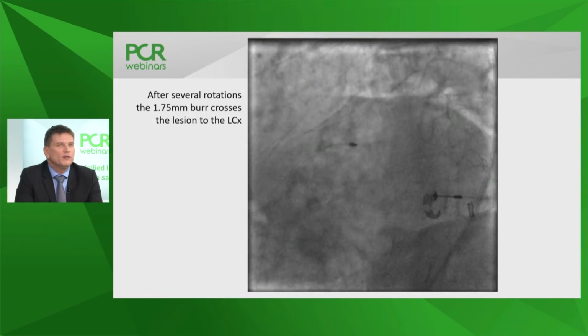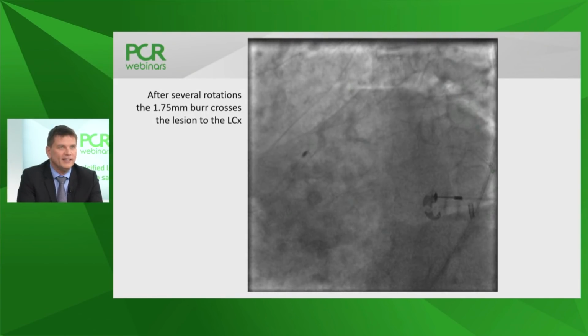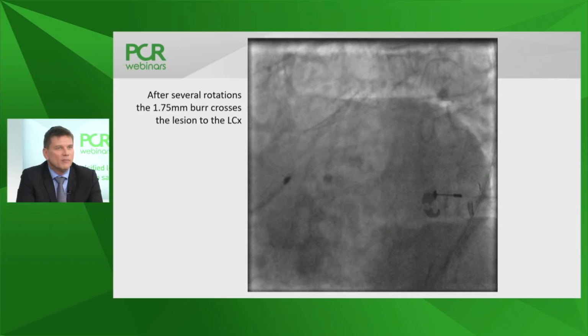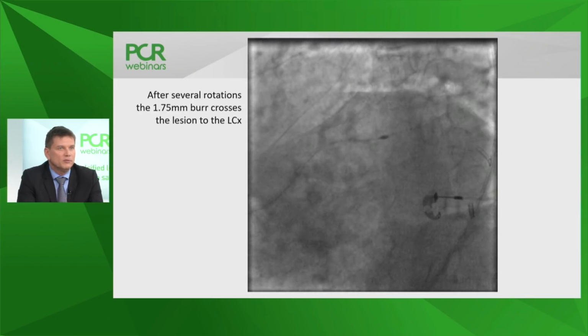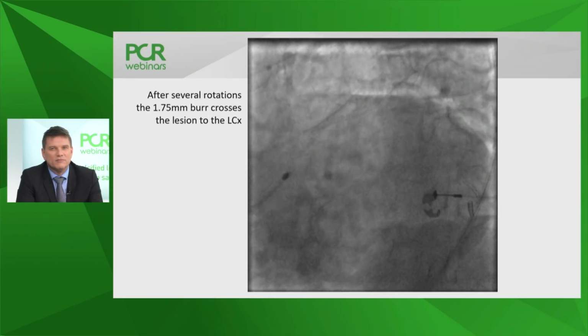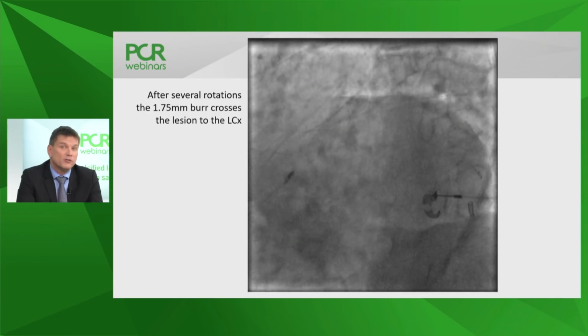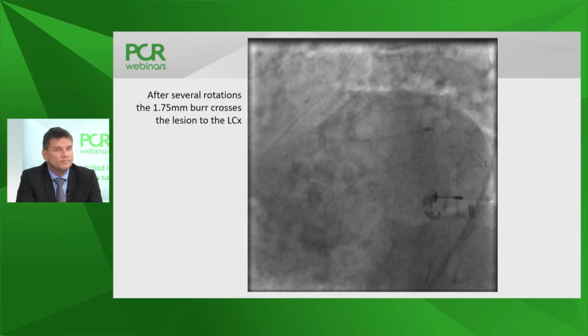Honestly, yeah, I think you say the right thing. It's plaque modification. We are not digging a tunnel or something. We are modifying the plaque and then trying to open the plaque with, for example, non-compliant balloons. So I think there's really no use for a 2.0 burr. You can, but in this case, I wouldn't. Okay, let's go next. And this is what actually Flavio did.